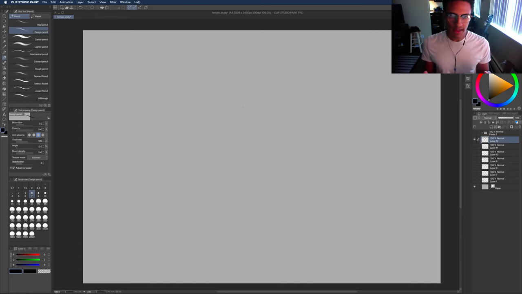Then I keep on trying to configure where the nipples are going to point and drawing the cross contour line just to showcase the form and the dimension, because we're using just lines here. We're not using any shading like I did with the previous demo.